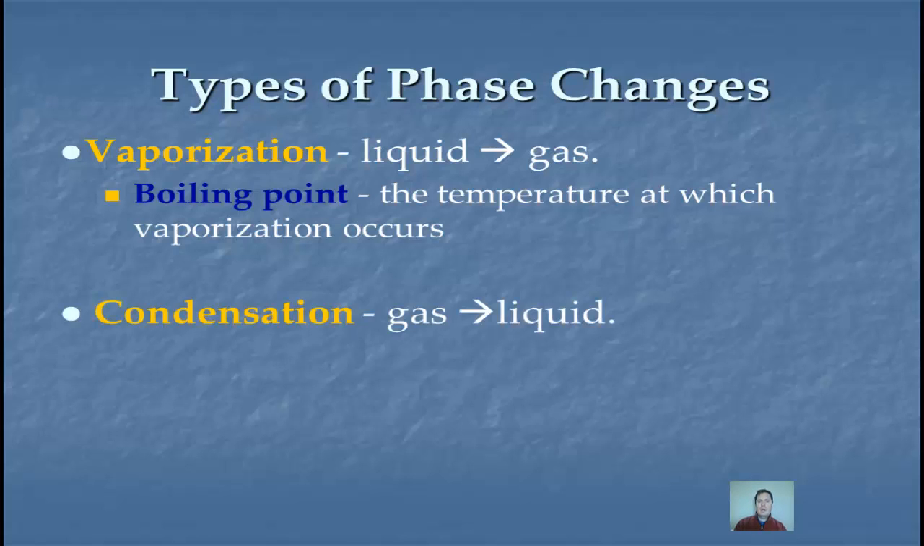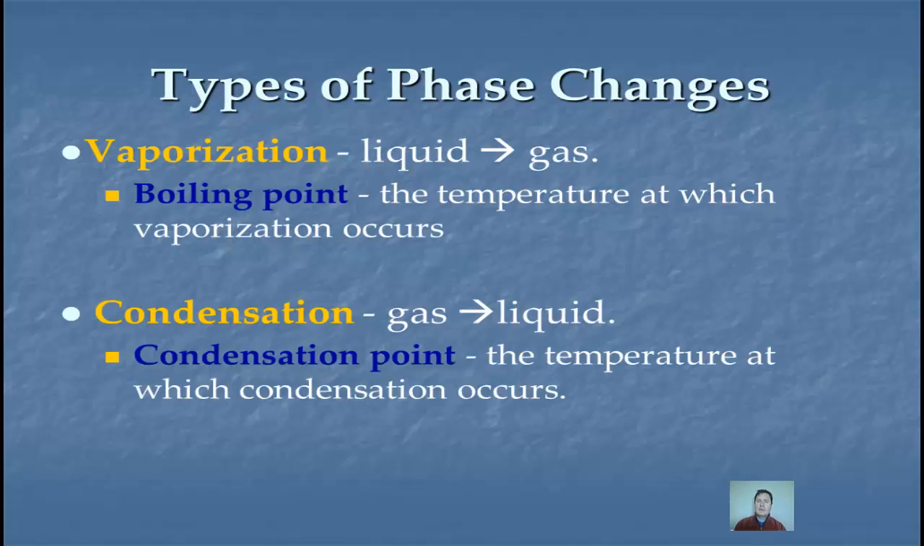Now, if we go in the other direction, from a gas to a liquid, we're condensing. We have condensation going on. The condensation point is the temperature at which this condensation occurs. An example of condensation: when you're taking a shower and water droplets condense on a mirror or a glass surface. That's an example of it.